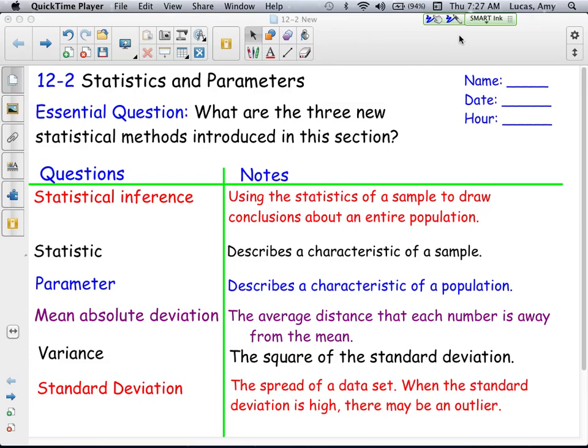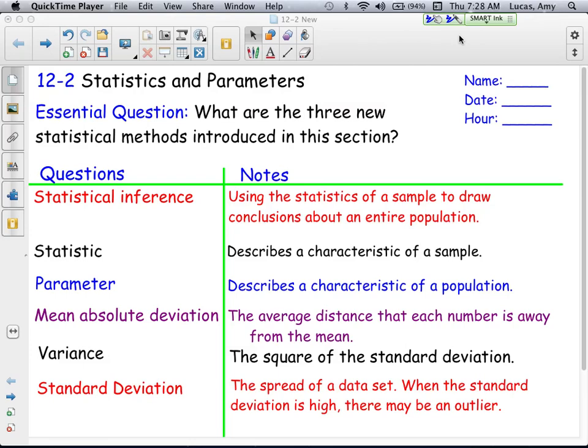A statistic describes a characteristic of a sample. So statistic goes with a sample. Then a parameter describes a characteristic of a population. So parameter goes with the population. I always remember them because the letters match. So when it's a characteristic for the smaller sample, that's called a statistic. And when it's a characteristic for the entire population, that's a parameter.